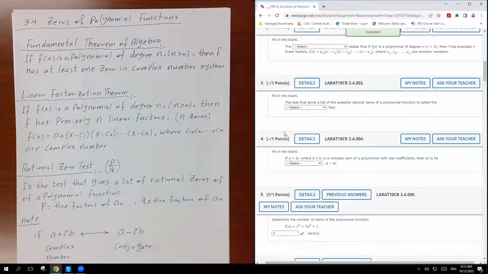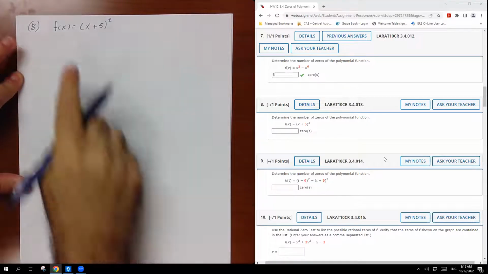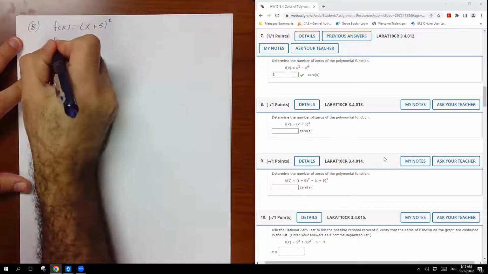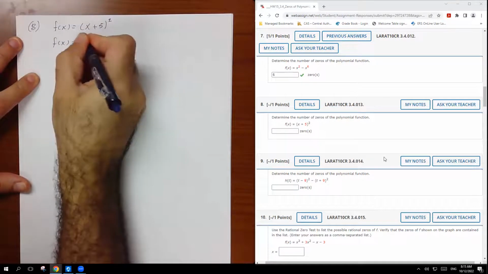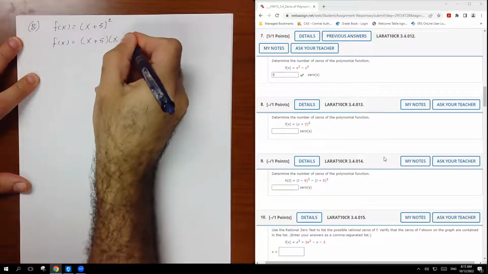If we check the next example, now we have (x + 5) squared. So be careful with this example. How many zeros does this one have? First of all, we have to simplify f(x). So f(x) is the same thing as (x + 5)(x + 5).